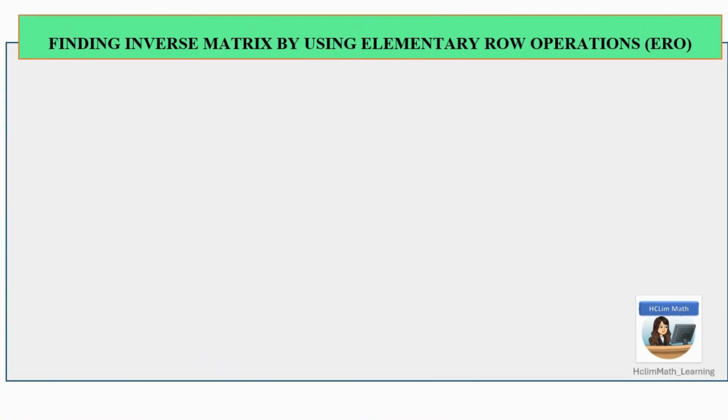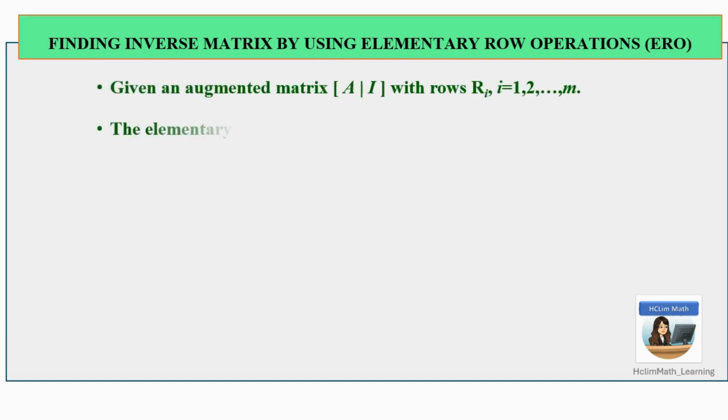In this video, I'm going to show you how to find the inverse matrix by using the elementary row operation, that is ERO. To find the inverse matrix, first of all, we have to form the augmented matrix in the form of A and identity, and you are allowed to do the following ERO processes.